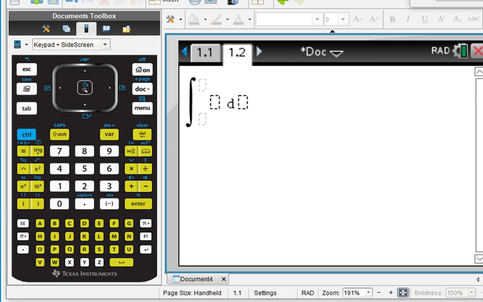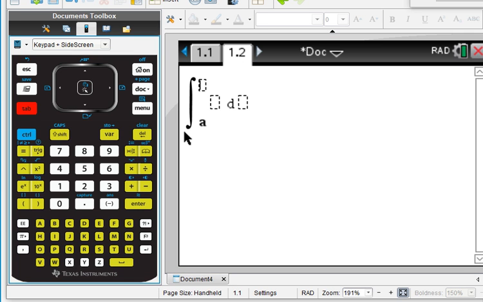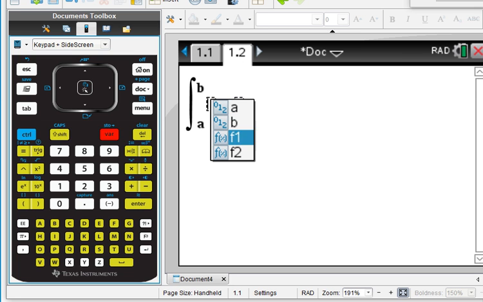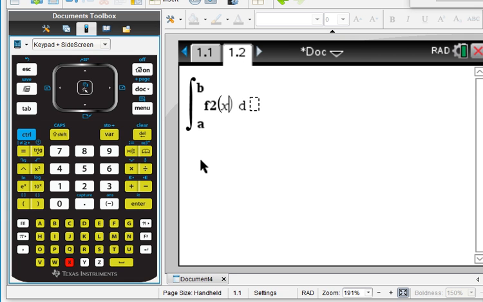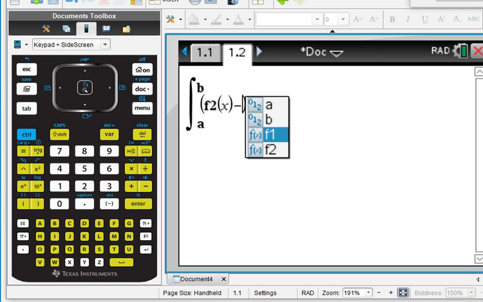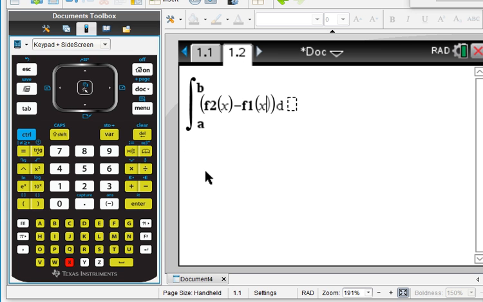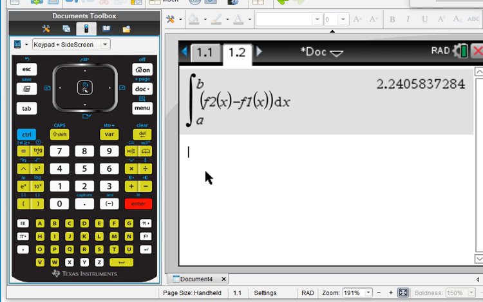So you can see the lower limit, we put A, hit tab or the arrows, and the upper limit B. Then we have g of x is f2, so hit the var button. You can also get A and B from here. f2 of x, it's a function of x. Then arrow out there, minus, it adds these other parentheses for you automatically. Variable f1 of x. And then again you put dx. Enter, and we get the same answer.